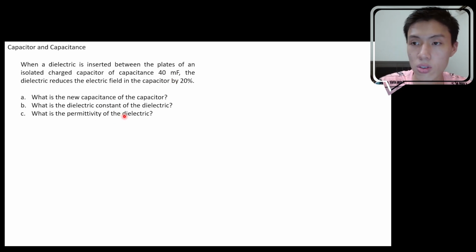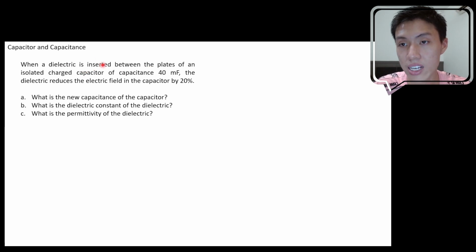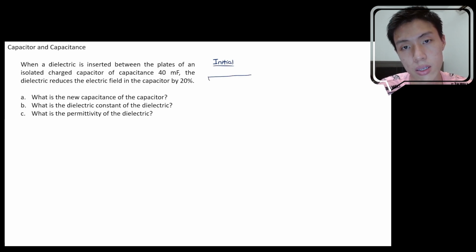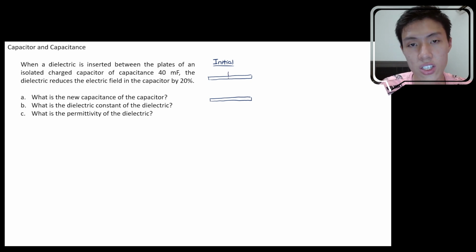Initially, the dielectric is inserted between the plates of an isolated charged capacitor. So initially it is already isolated and already charged. Let's draw a capacitor. Because it's charged, we'll put one plate as the positive plate and one plate as the negative plate. And because the dielectric is inserted, that means initially there is no dielectric. Initially, in between the plates, it will be a vacuum.